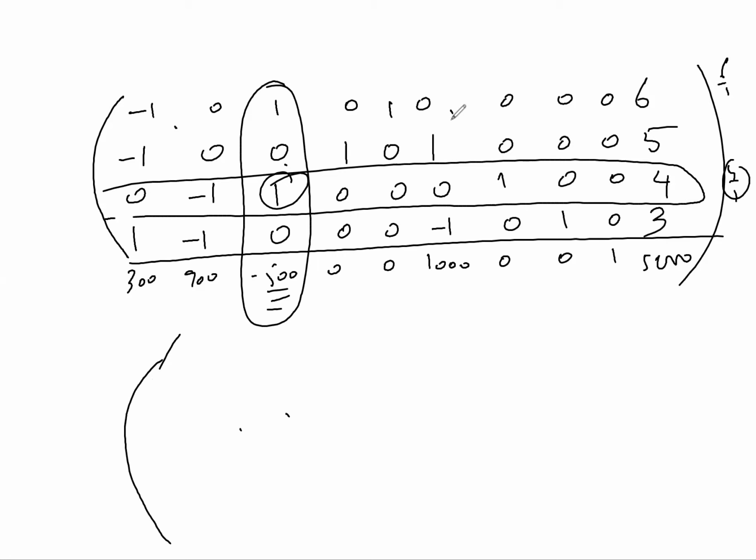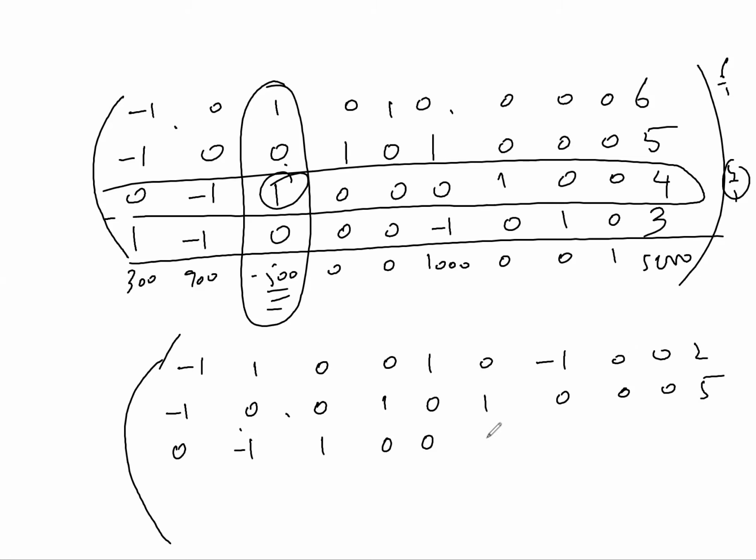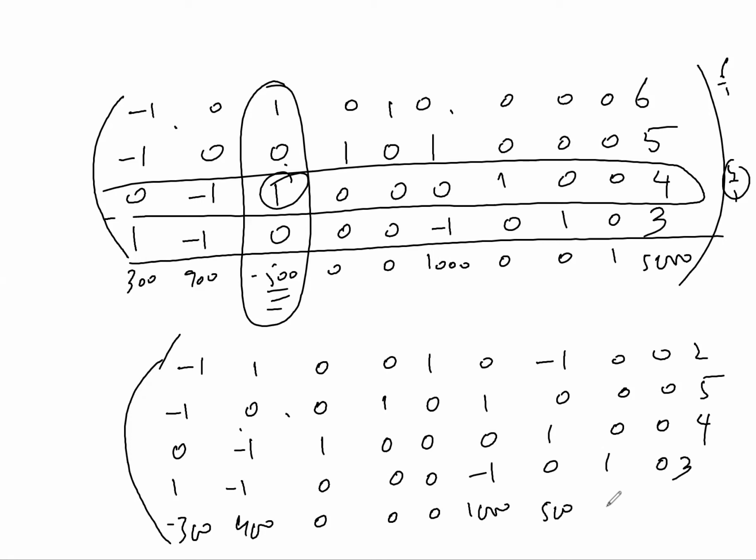it will become minus 1 1 0 0 1 0 minus 1 0 0 2, minus 1 0 0 1 0 1 0 0 0 5, 0 minus 1 1 0 0 0 1 0 0 4, 1 minus 1 0 0 0 minus 1 0 1 0 3, and then minus 300 400 0 0 0 1000 500 0 1 and 7000.